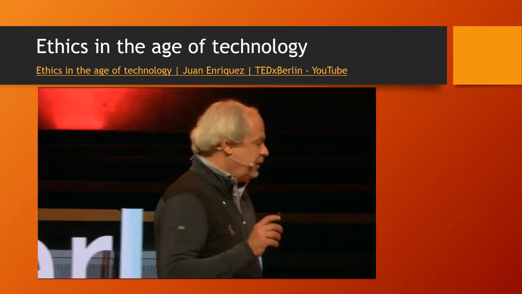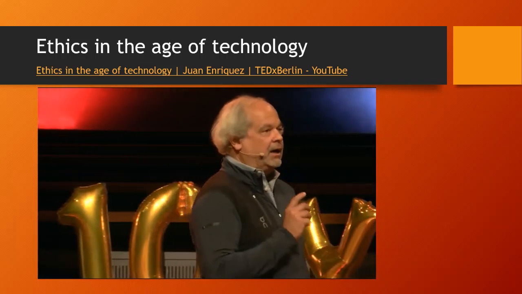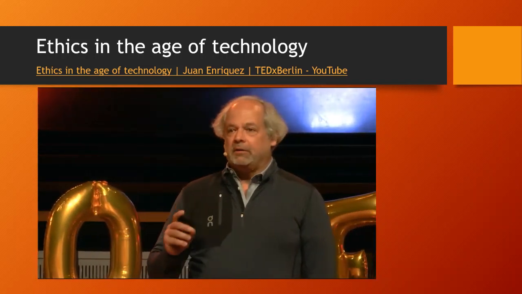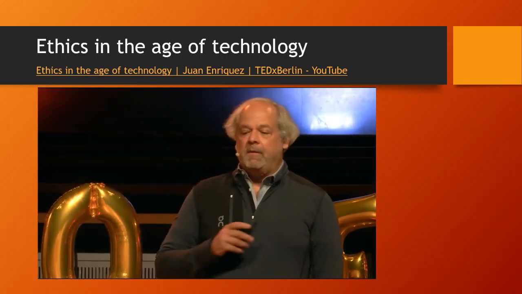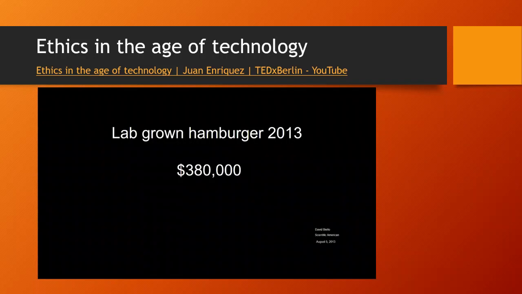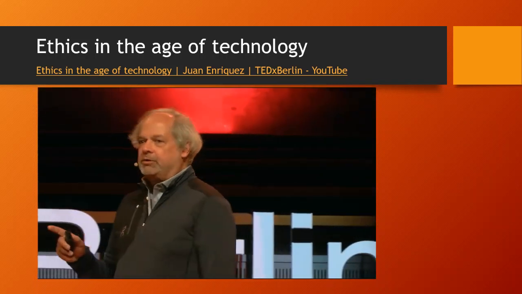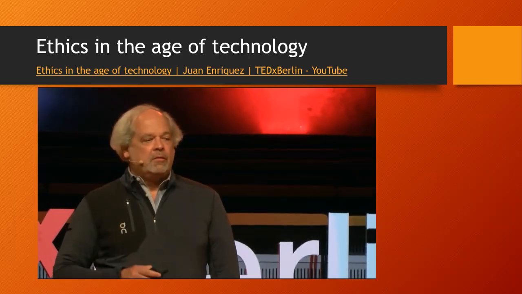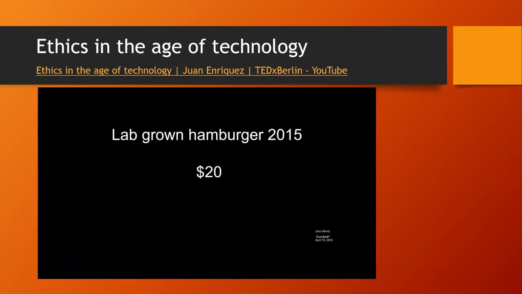I really want your feedback on this because this is the beginning of a book that I'm writing, and I think there's a series of things we are doing that are going to change radically. Let me give you one example. Lab-grown hamburger, 2013, $380,000. Not a lot of people buying lab-grown hamburgers. Lab-grown hamburger, 2015, 20 bucks.